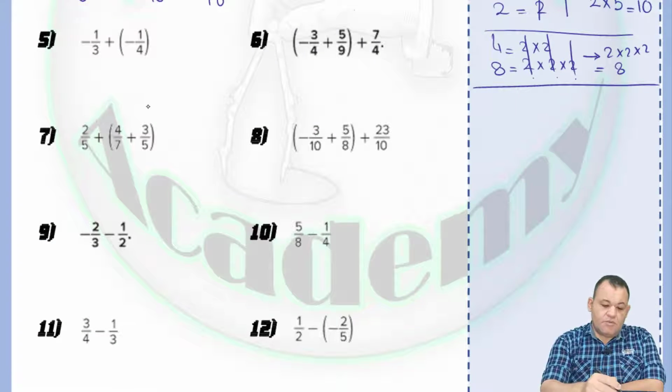In question number 6, we have negative 3 over 4 plus 5 over 9 plus 7 over 4. If you look at the three fractions, you will find that we have two fractions with the same denominator, like fractions, and one is different.